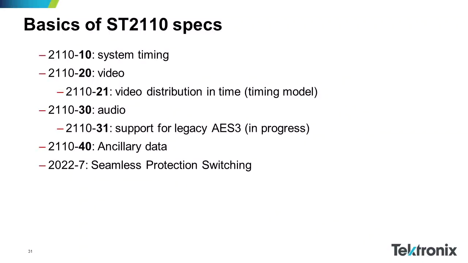So again, there is a whole set of different standards for all this stuff. 2110-10 talks about the architecture of the system as a whole. 2110-20 talks about how we do the video. Then they came up with -21, which now starts talking about the distribution timing and how we treat it within the network itself to do 10 gig to 10 gig type timing, what switches are doing, network compatibility.